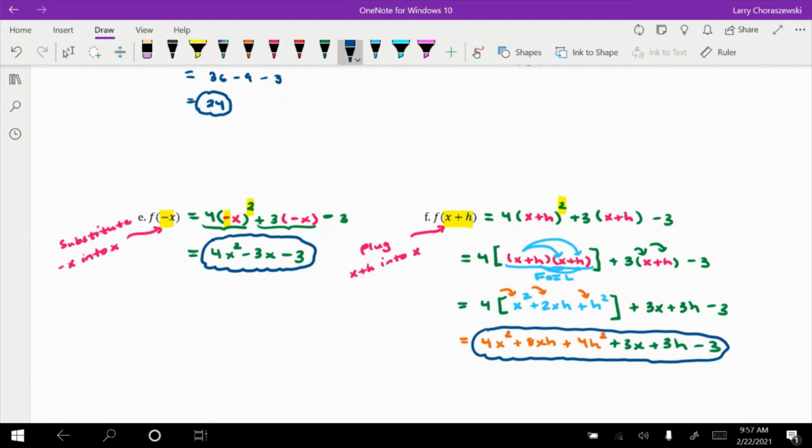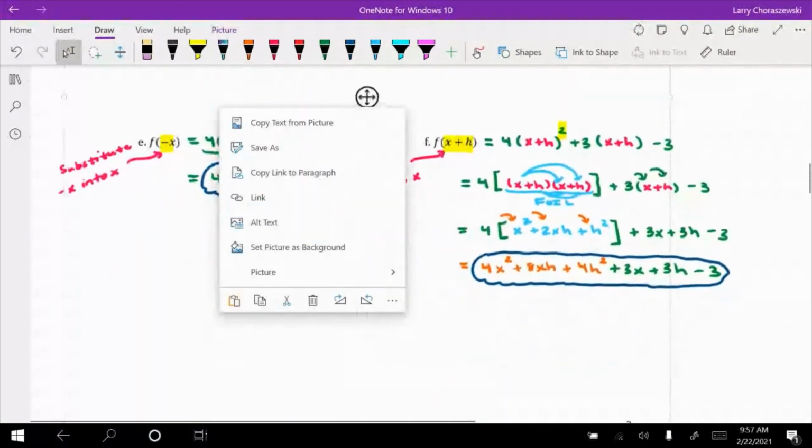All right, any questions about any parts of this example? All right, let's knock out the example on the next page, and then we'll take our break.